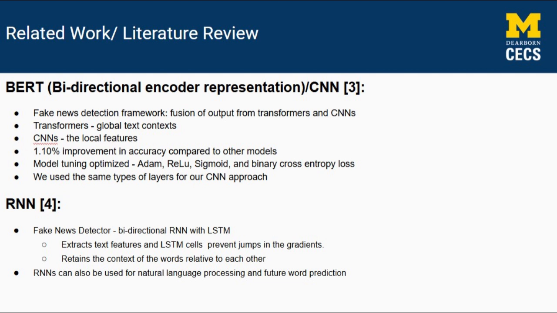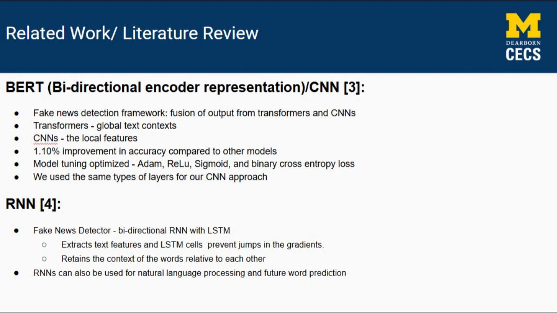We reviewed 3 papers in a literature review. The first covered a bidirectional encoder representation and CNN hybrid model. The fake news detection framework, called MCRED, was a fusion of output from transformers and CNNs. The transformers capture the global text context, and the CNNs capture the local features. Compared to other models, this resulted in a 1.1% improvement in accuracy. The researchers also found through model tuning that the Adam optimizer, ReLU, sigmoid, and binary cross-entropy loss were optimal for producing the best results. We also used the same types of layers and hyperparameters for our CNN approach.